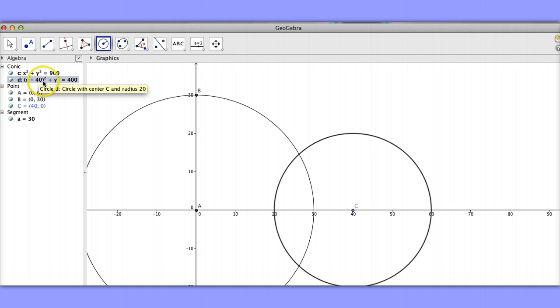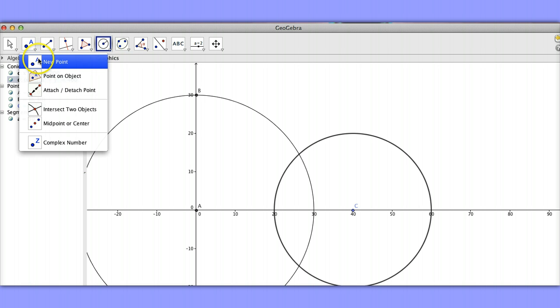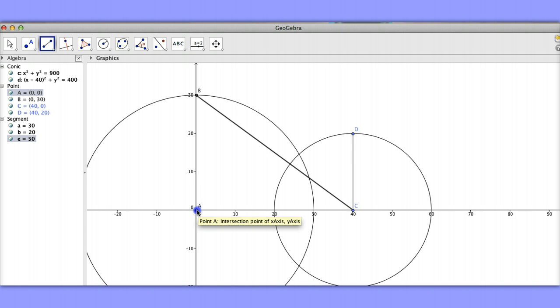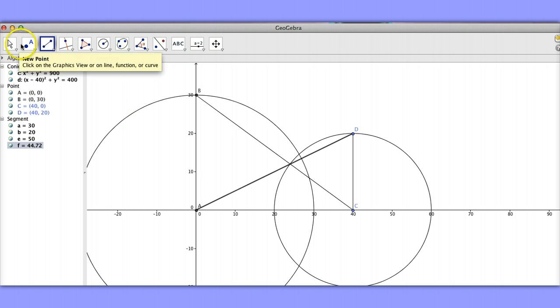Notice the equations of the circles are being given over here as well as the points A, B, and C, their coordinates. But let me get a point here. And here's the point 40, 20. And I'm going to construct a segment between the points C and D to represent my other telephone pole. And now I'm going to construct the two wires from B to C and from A to D. And notice that GeoGebra gives us the equations of the circles. It also gives us the lengths of the segments, which we could find by using the Pythagorean theorem if we wished. Let's actually get the point of intersection.